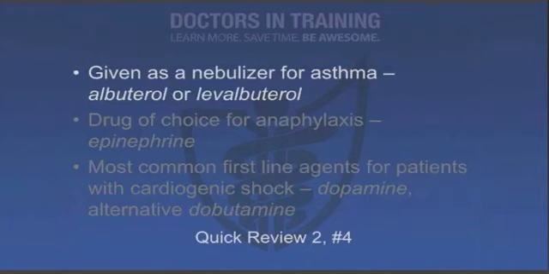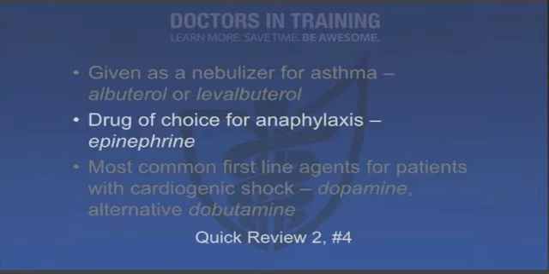Next, which sympathomimetic matches the following statement? And they give us the choices of what we can use on this, so let's go through these. First is given as a nebulizer for asthma. So this is an easy one. This is albuterol. Levalbuterol is another one. The levalbuterol you're only going to give if you had a patient with heart disease, because what does levalbuterol have that's a benefit compared to albuterol? Generally doesn't increase the heart rate quite as much, though it does some. Next, drug of choice for anaphylaxis. We just talked about this, epinephrine.